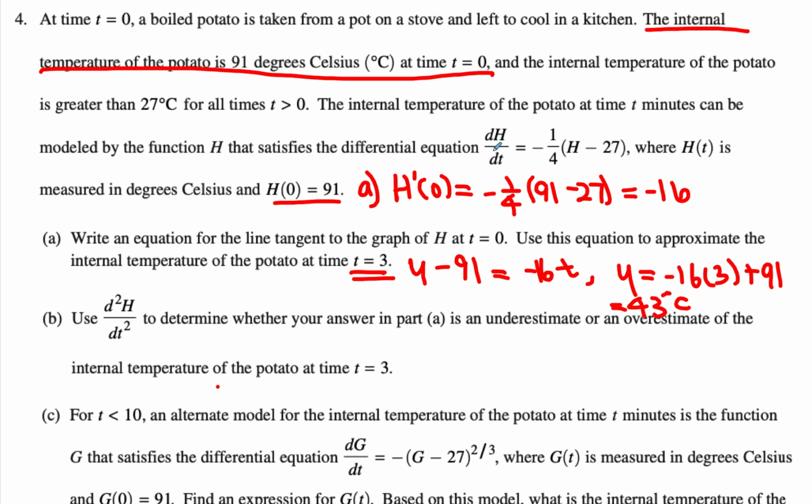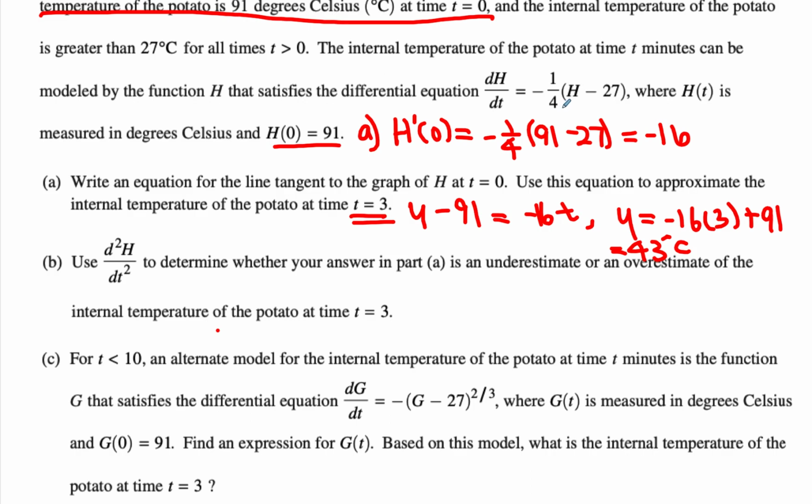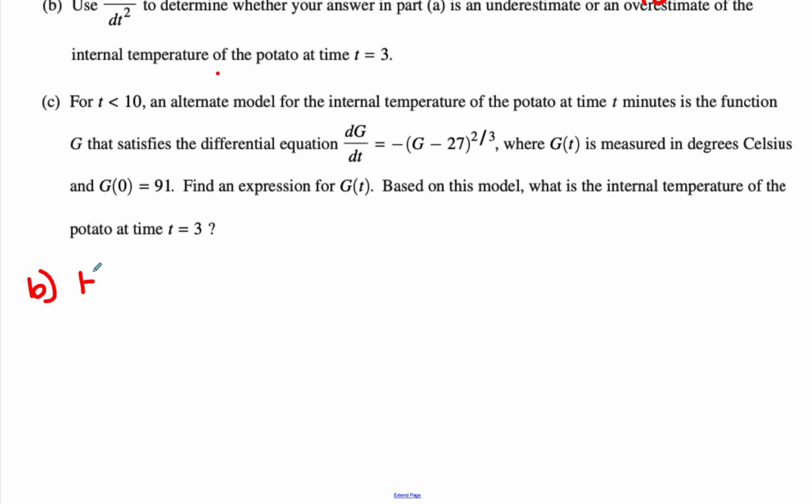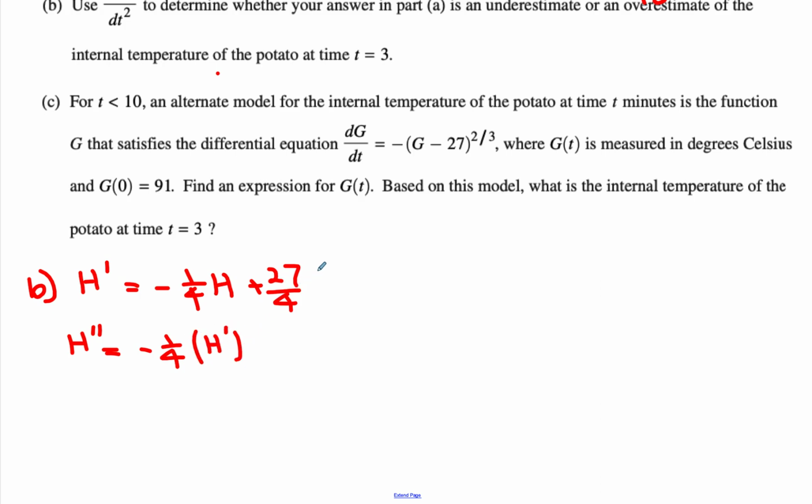So for the double derivative, I'm going to take the derivative of this one with respect to t one more time. To make the calculation easier, I'm going to distribute negative 1/4 to h and then 27. So we get here h prime is equal to negative 1/4 h plus 27 over 4. Therefore we get h double prime is equal to negative 1/4 times h prime plus 0. But we realized that h prime was in fact equal to negative 1/4 of h minus 27.